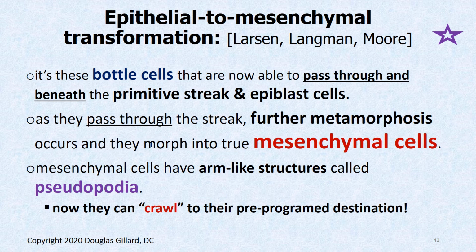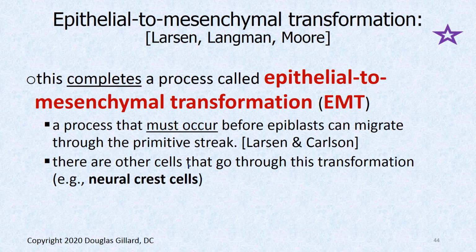So, epithelial-to-mesenchymal transformation. The bottle cells that are now passing through and beneath the primitive streak and epiblast morph into mesenchymal cells, and they grow pseudopodia. So now they can crawl. We talked about that already. But the point is, once they're converted into mesenchymal cells with little arms, a process has finished. We took epithelial cells and converted them into mesenchymal cells. So that's called the epithelial-to-mesenchymal transformation.